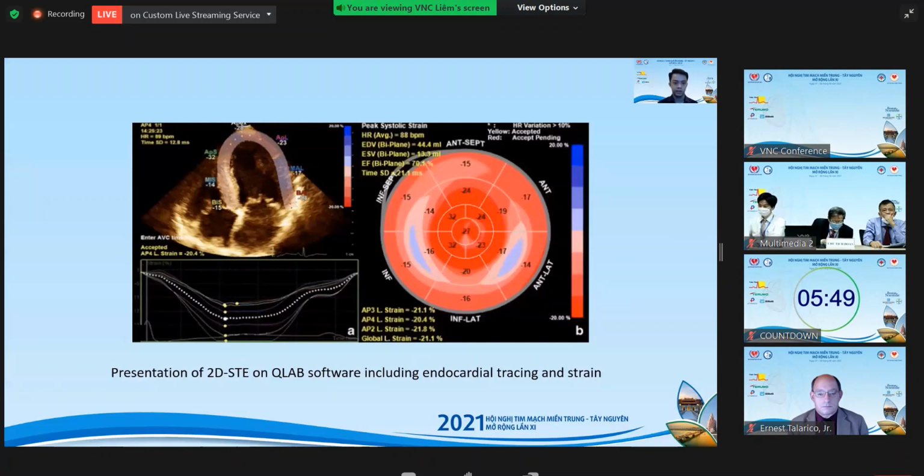Here on the picture, you can see the tracing of the endocardial layer on the upper left image. Then the strain rate was calculated by the software and put on a graph. Then on the right-hand side, you can see the nomenclature of the cardiac muscle, and the strain rate were presented on the picture to help the physician easily imagine the abnormalities of wall motion.